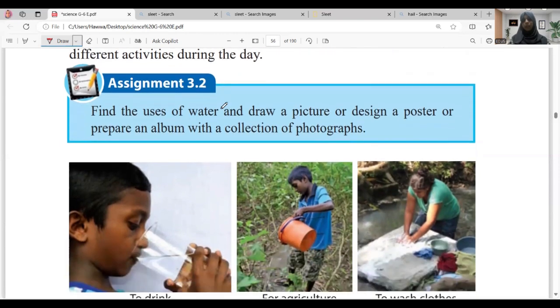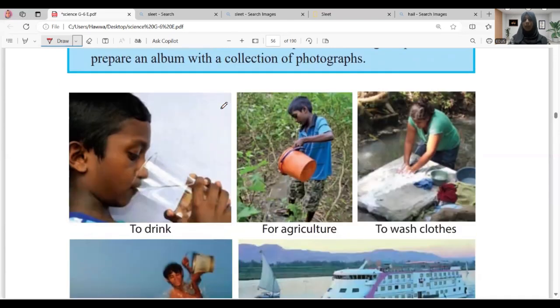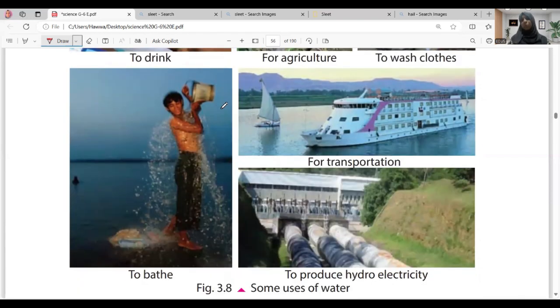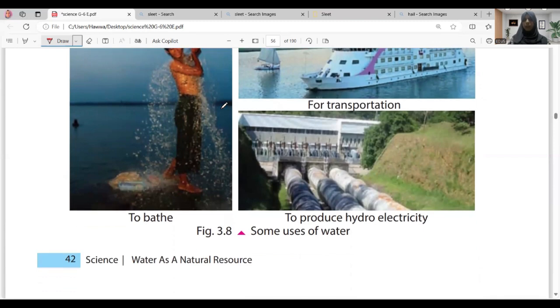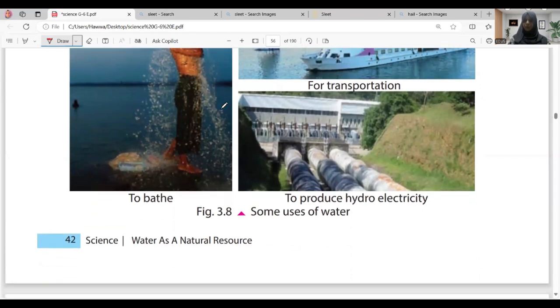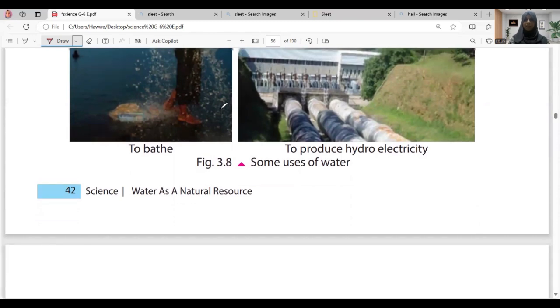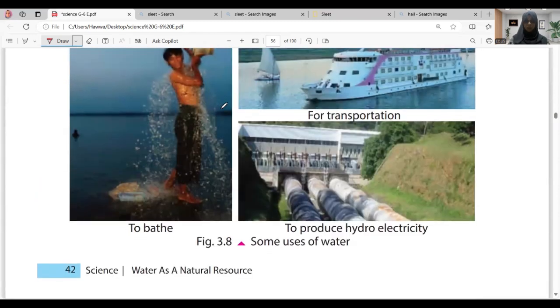I could have asked you what are the activities you do using water? So agriculture, washing clothes, bathing, and even small kids play with water also. Have you ever played with water? Obviously, yeah. Even I played with water when I was small, right?